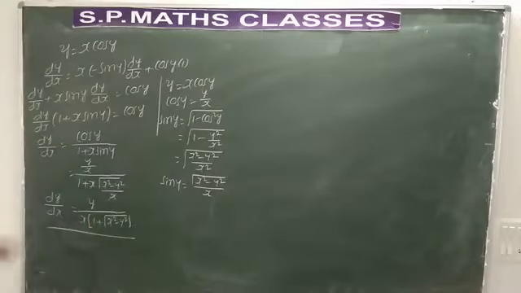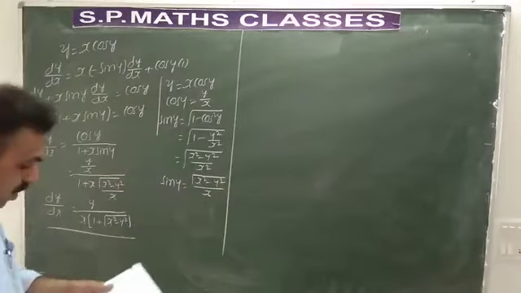Hope you have understood. This is what we get. Everybody will do up to this stage. But remember, cos y should be y by x, and we can finally write it in terms of x and y. Suppose if they ask you to prove this, then you have to do all these steps. Otherwise, you can stop at this stage.